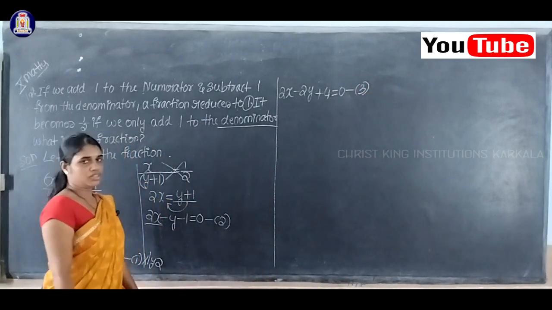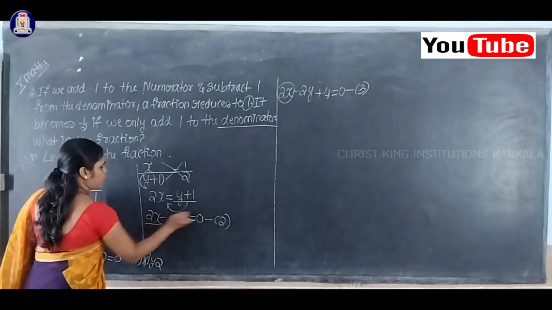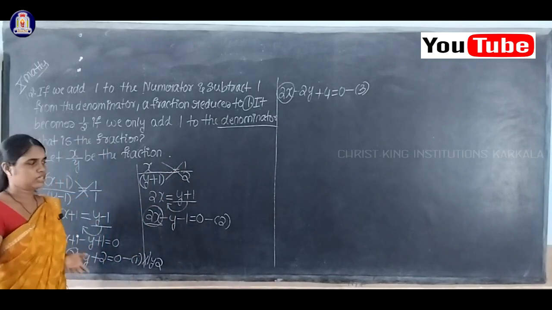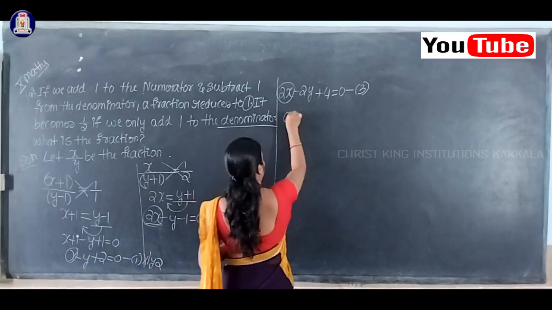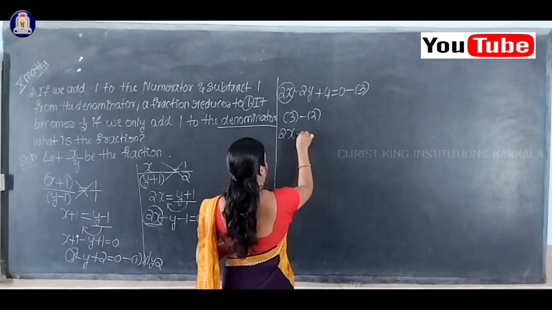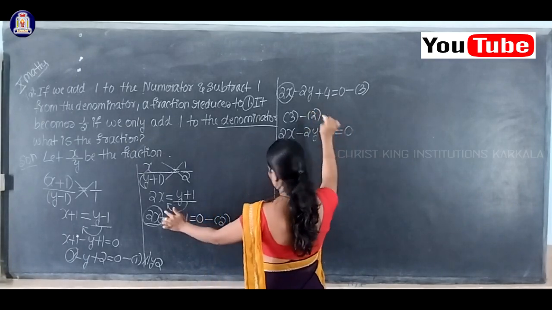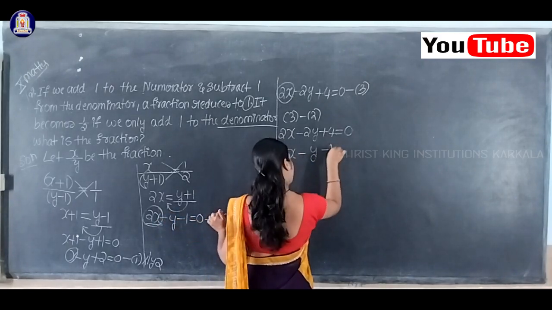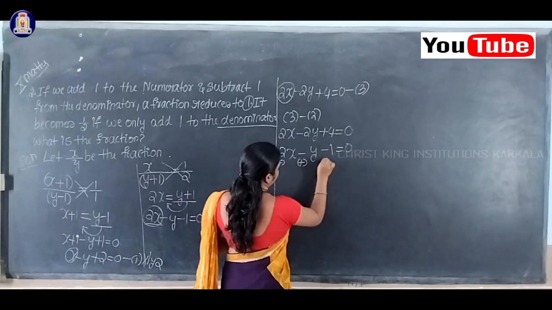Now check the first term of equation number 3, that is 2x, and the first term of equation number 2, 2x. In both equations the first term is the same, isn't it? Therefore you can do either 2 minus 3 or 3 minus 2. I'll do equation 3 minus equation 2. First I'll take equation number 3: 2x minus 2y plus 4 equal to 0. Equation 2 is 2x minus y minus 1 equal to 0. Now change the sign.